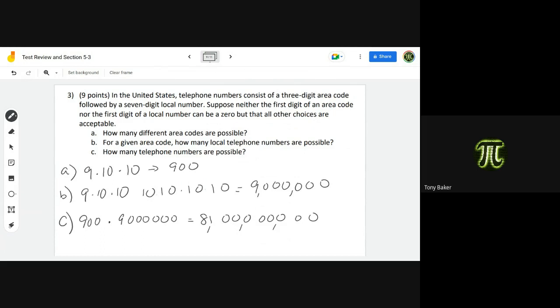How did you get the 9 times 10 times 10 for A? Because the first digit cannot be 0. So all the numbers are 1, 2, 3, 4, 5, 6, 7, 8, 9, so there's 9 numbers. The second number can be anything, so it can be 0 through 9. So there's 10 numbers. And the third digit can be anything, so there's 0 through 9.